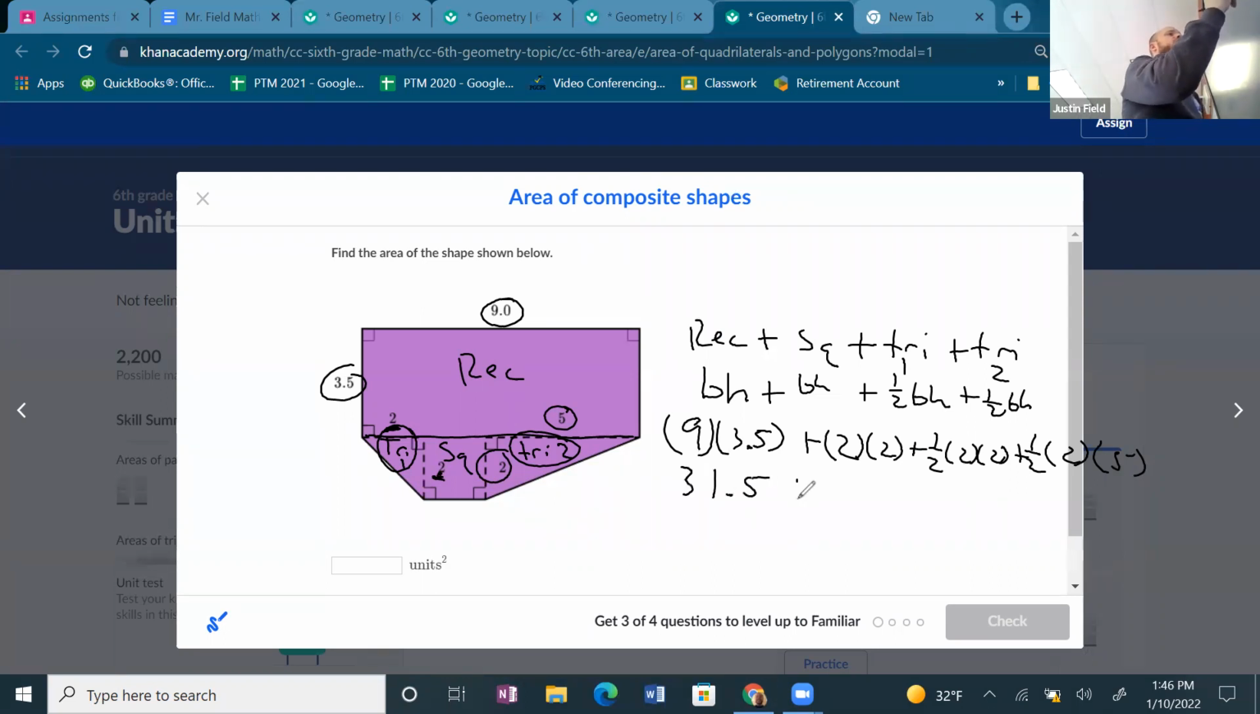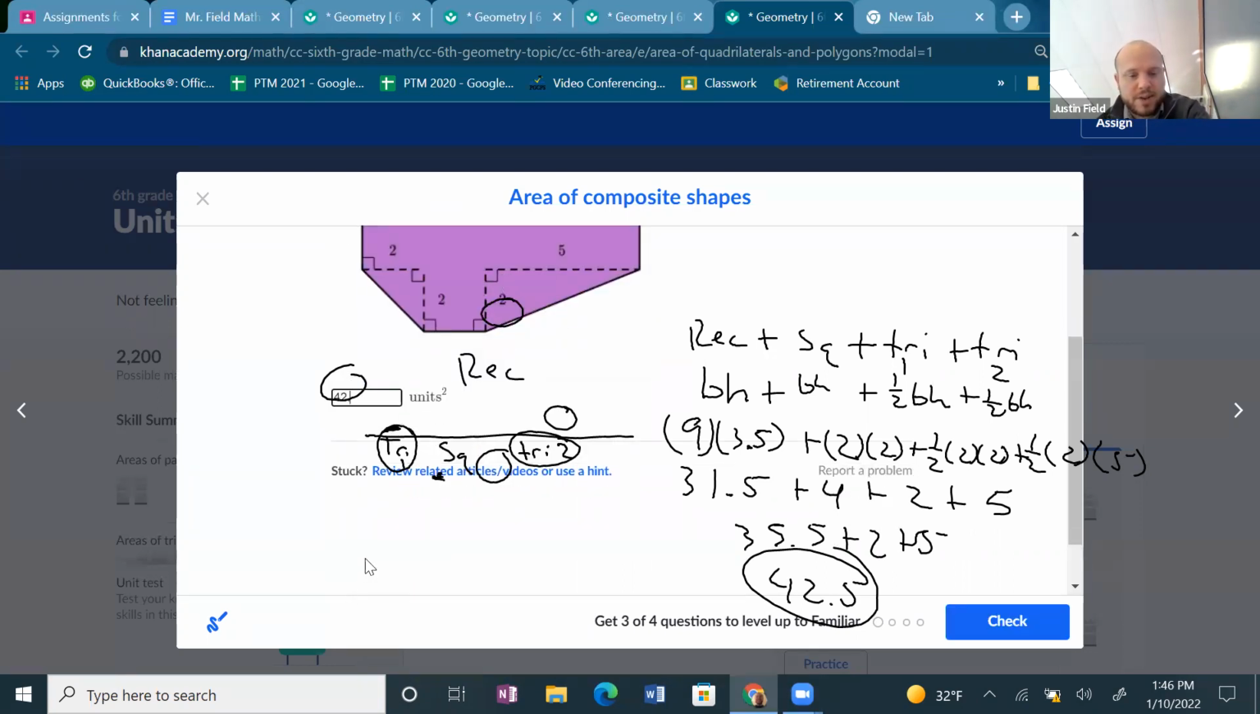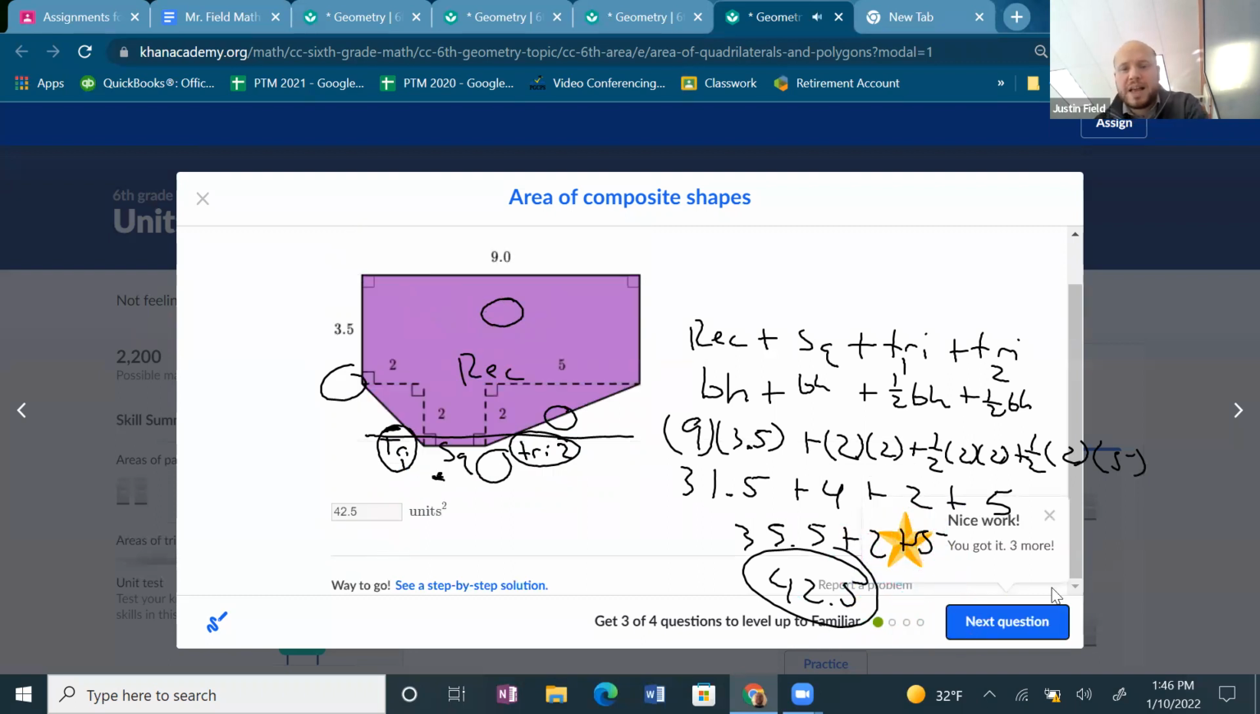Mr. Fields rushing. 2 times 2. Now I know that's 4. All right. And 1/2 times 2 times 2, 2. And then 1/2 times 2 times 5 is 5. All right, so 31.5 plus 4 is 35.5 plus 2 plus 5. And so that's going to be 42.5. Let's see if I got my mental math. It's getting late in the day. Mr. Fields getting tired, but I got it. All right.